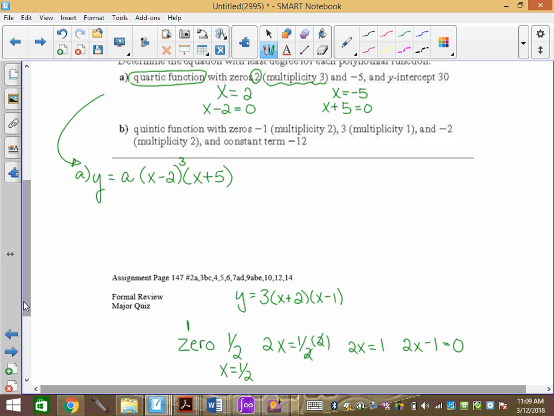Okay. So how do we find that a? Well, they have to give us something else. So they gave us a y-intercept, which means x is 0 and y is 30. They might, instead of saying y-intercept, they might say constant of 30. Why can they say that? Because your constant at the end is your y-intercept, right?